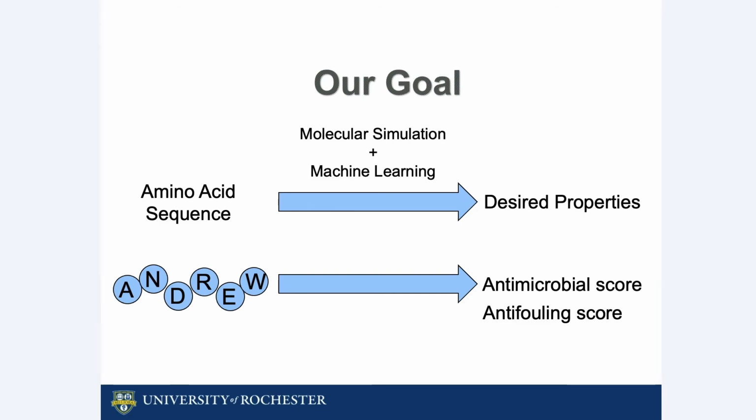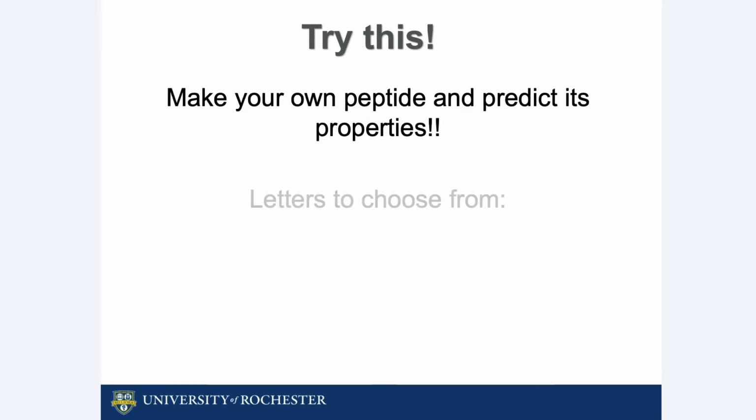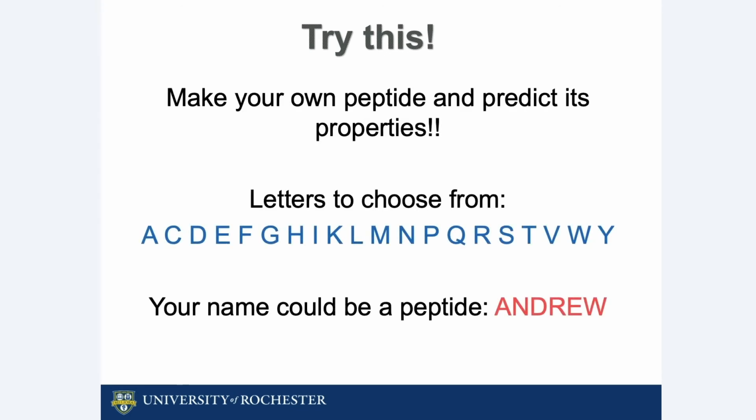This is how we can narrow down to just a few peptides with the desired properties and synthesize just those for testing. Let's check out an example. First, come up with your own amino acid sequence. You can choose from the 20 amino acids by picking them from the blue letters shown here. The blue letters are the amino acid letter codes. If all the letters in your name appear in this list, then your name could be a peptide.